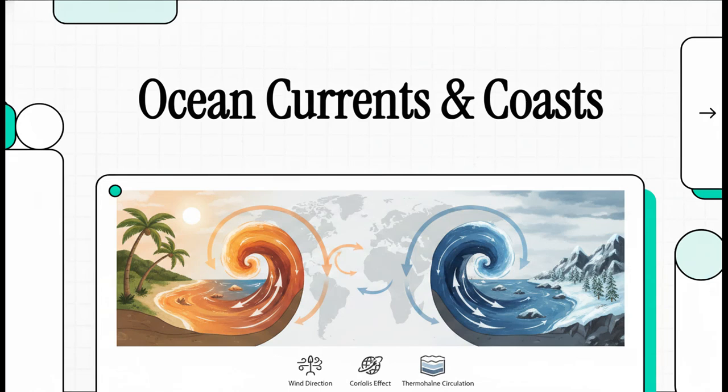Okay, let's jump right into this. Welcome to this explainer, where we are going to completely decode the immense hidden power of ocean currents and how they literally sculpt our coastlines. You know, if you've ever wondered why some beaches feel like absolute tropical paradises, while others at the exact same latitude are freezing cold, well, you are in the right place. We're going to break down the massive forces moving our oceans and shaping the land we live on.